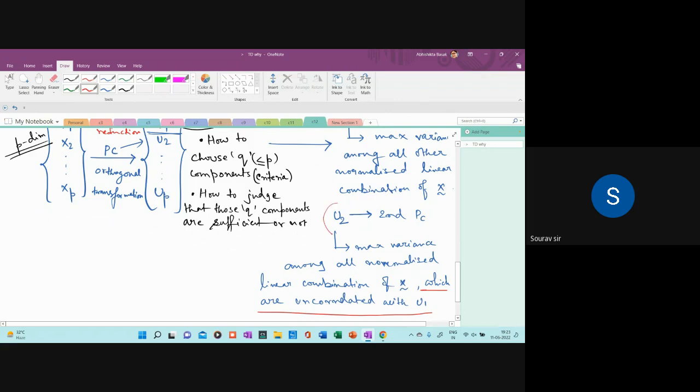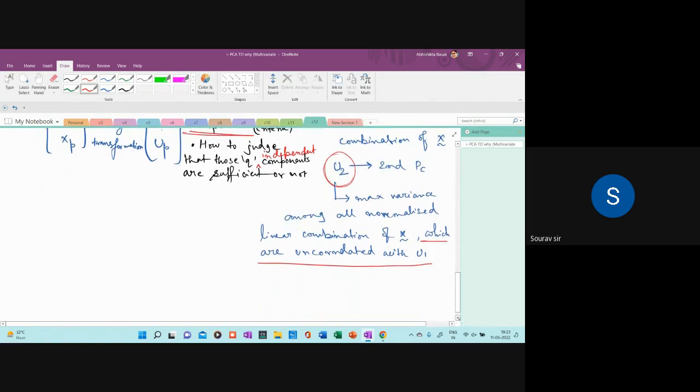That means u2 should be independent of u1, because whether we choose these Q components or not, let us write that we need Q independent components. Once u1 is chosen, if u2 is correlated with u1, we can't choose u2, we will go for u3. And if u3 is not correlated with u1, we will choose u3. If u3 is correlated with u2, then we also can't choose u3. So all the components should not be related to each other.